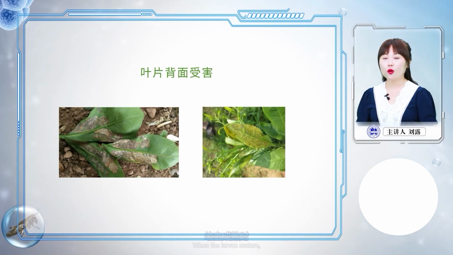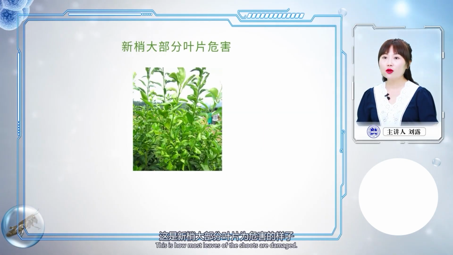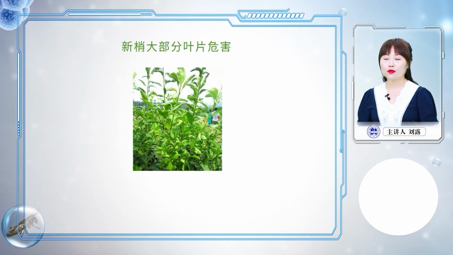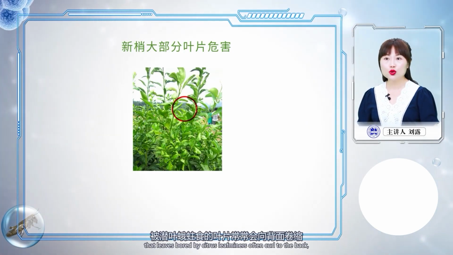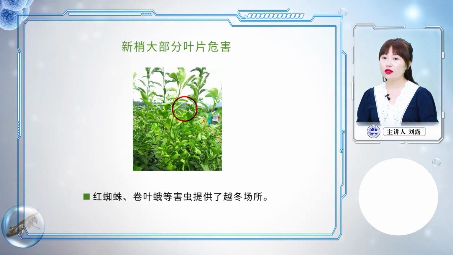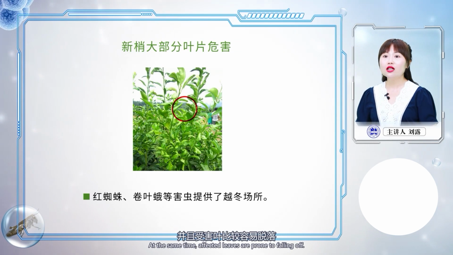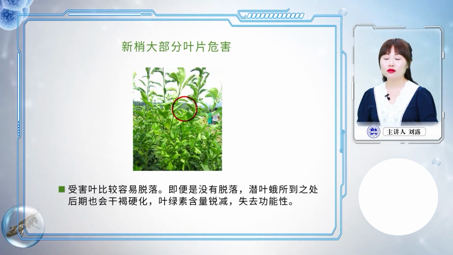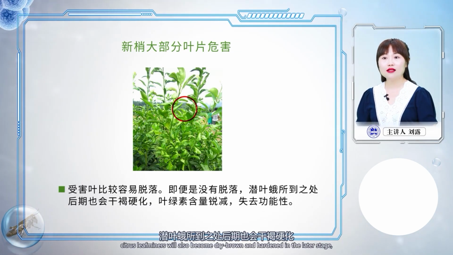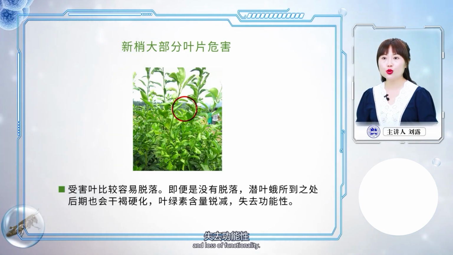When the larvae mature, most of them have bored to the leaf margin. This is how most leaves of the shoots are damaged. We can see that leaves bored by citrus leaf miners often curl to the back, such as red spiders and tortoises, which also provides an overwintering place for pests. At the same time, affected leaves are prone to falling off. Even if there is no fall off, citrus leaf miners will also become dry brown and hardened in the later stage, with a sharp decrease in chlorophyll content and loss of functionality.